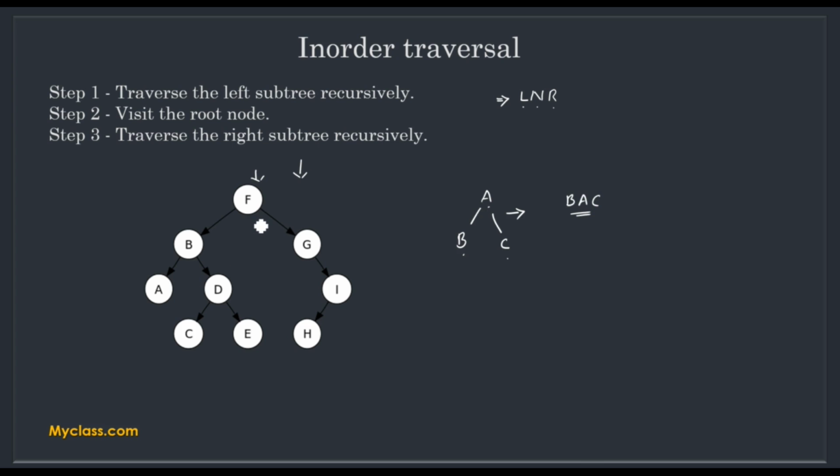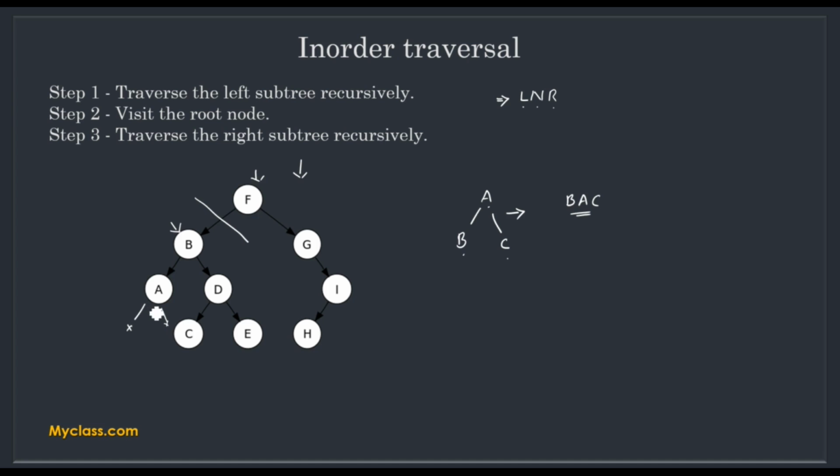In the case of F, there is a big left subtree, so we are considering this left subtree now. This is also a tree. Now we are considering B as a root node, with a left subtree, A. Now we are considering A as a root. Is there any left subtree for A? No, there is no child, and there is no right side also.